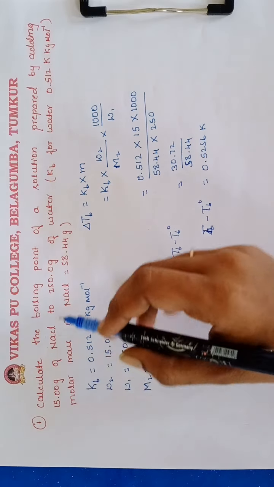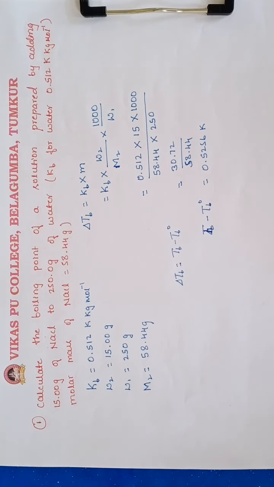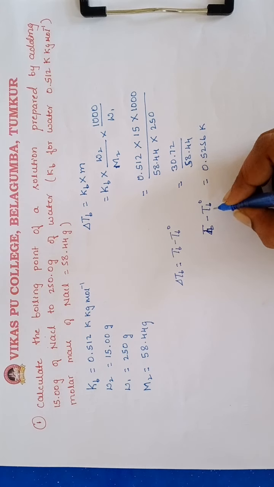What we should calculate is the boiling point of the solution. We know that the boiling point of the water is 100 degree Celsius, which is nothing but 373 Kelvin. The freezing point of the water is 0 degree Celsius. We need the boiling point of the water, that is 100, which is 373 Kelvin. We take it as 373 Kelvin.